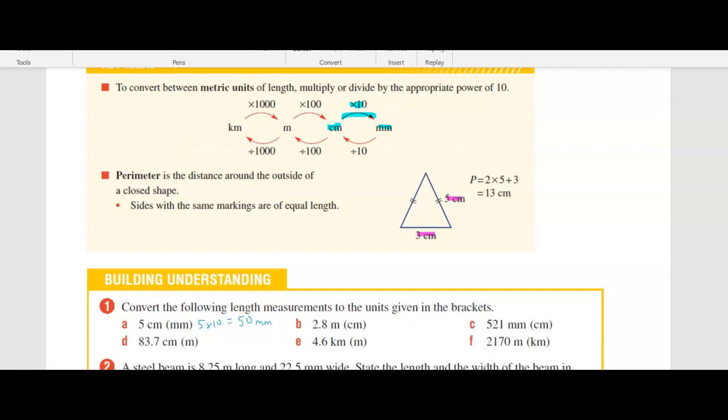All right, B, this time we're going from meters to centimeters. So meters to centimeters, we go across by multiplying by 100. So 2.8 times 100, we're going to get 280 centimeters. Let's just do one more because it's going to take forever otherwise. Let's go from meters to kilometers. This time we're going in the other direction, so we're going to divide by 1000. So we're going to end up with 2.170 kilometers. Sorry, I had to think then.